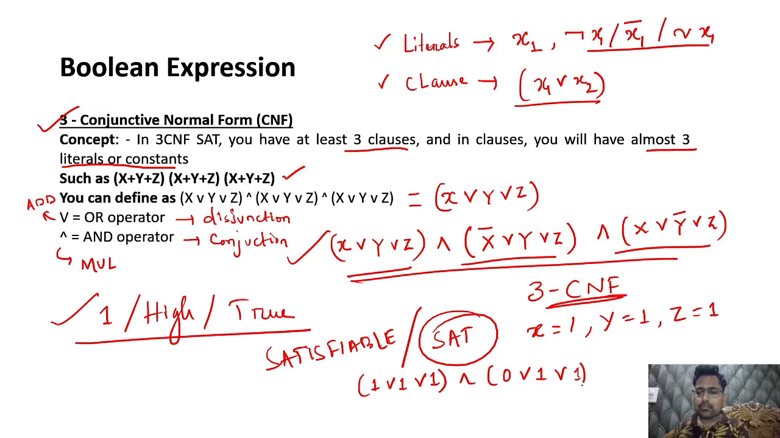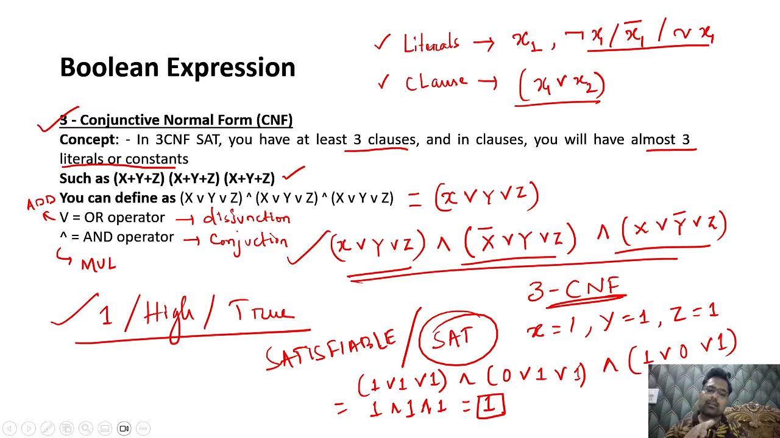Then the AND operation: X value is 1, then a 0, then 1. Why 0? Because Y value was previously 1, and for negation I have converted that to 0, then 1 and 1 and 1. For an AND operation, all should be true, then only it will be true. AND means we are multiplying, OR means we are adding. If there is a 1 in any clause, we should say the clause is considered true. So if each clause gives 1, we can say it is SAT.